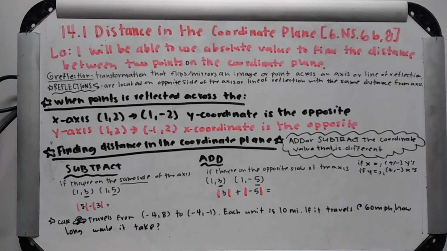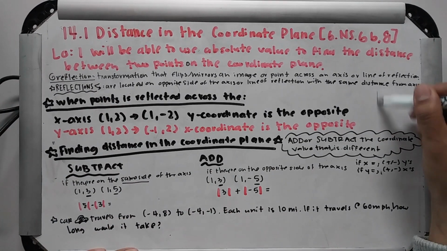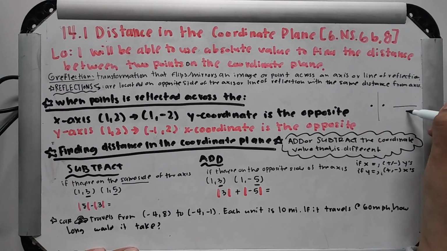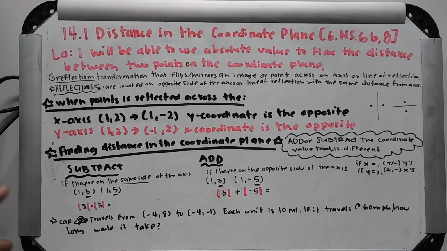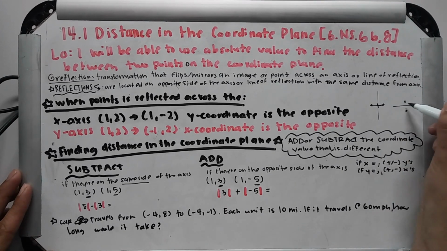Our one vocabulary word is reflection. Basically, it's a transformation, a change where you flip or mirror an image or a point across an axis or line of reflection on the coordinate plane. Remember, reflections are located on the opposite side of the axis. So if I have a point right here, when I mirror, it's going to be on the opposite side. If I have it here, when I mirror, it's going to be over here. And it has the same distance. So if from here to here is 2, from here to here is going to be 2. From here to here is 1, from here to here is going to be 1.